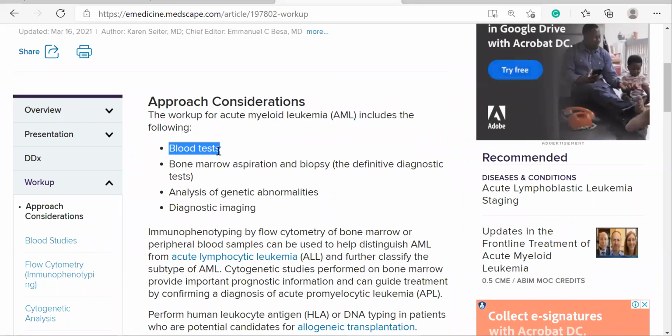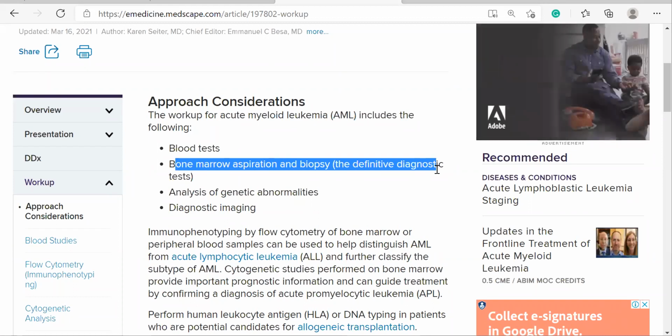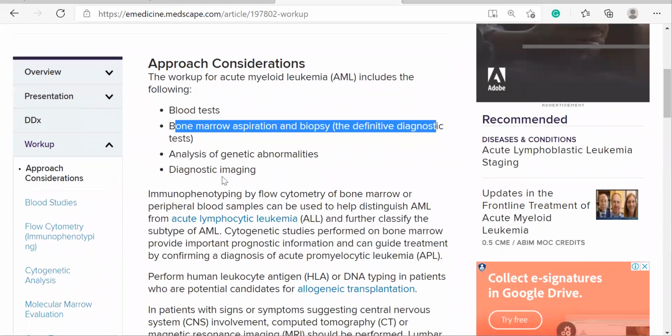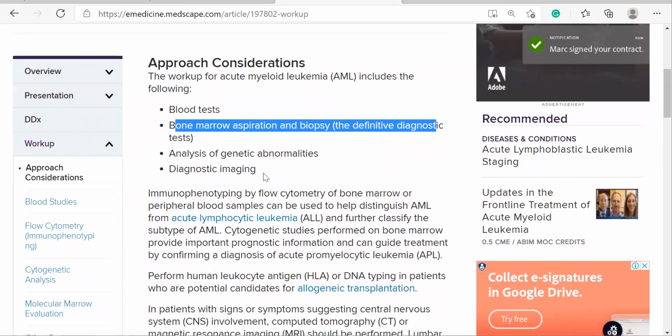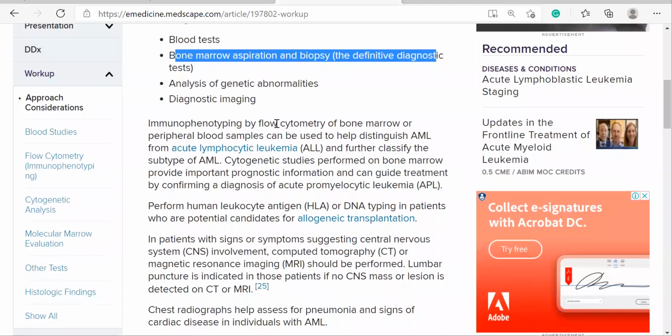So you have got blood tests, which is mainly your peripheral blood film, and bone marrow aspiration and biopsy, that is your definitive diagnostic test. You have got analysis of genetic abnormalities and diagnostic imaging. Now, immunophenotyping by flow cytometry of bone marrow or peripheral blood sample can be used to differentiate AML from ALL and also to further classify the subtype of AML.